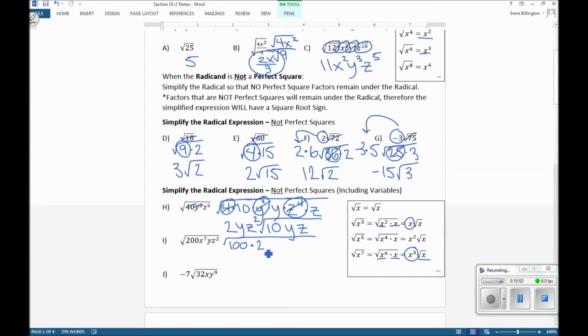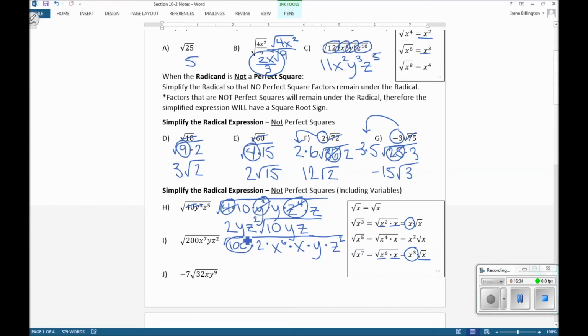Now, x to the 7th has an odd exponent, so we need to change that into x to the 6th times x. Next, we have y. Y is a single variable, and so we cannot simplify that or break it down. It remains y. And then I have z to the 2nd. Z to the 2nd has an even exponent, which means it's already a perfect square. So we have 100 times 2 times x to the 6th times x times y times z to the second. So we have 3 perfect squares underneath the square root.